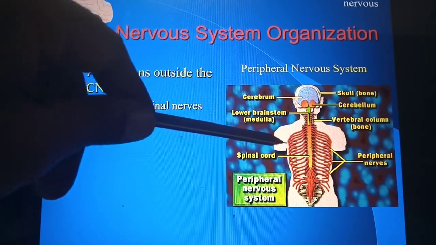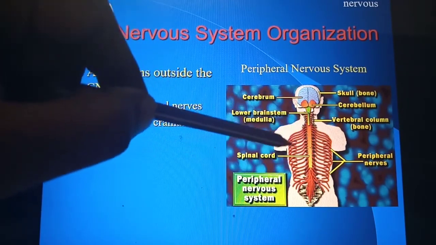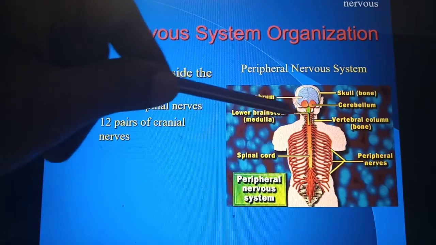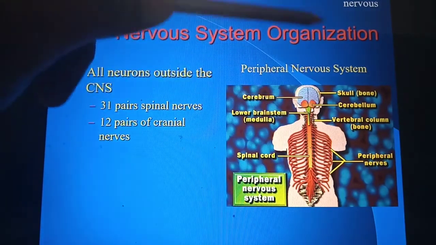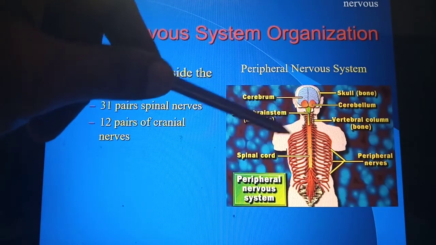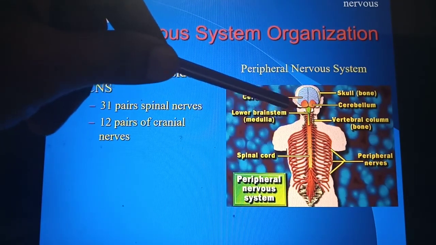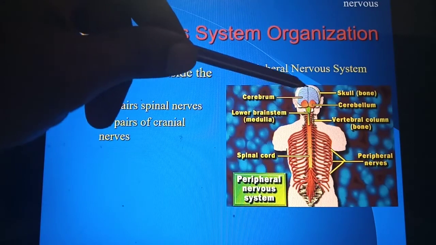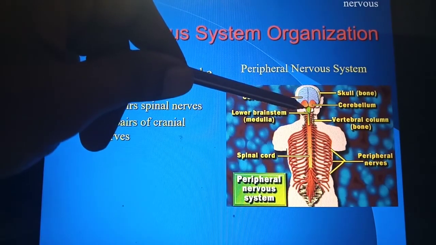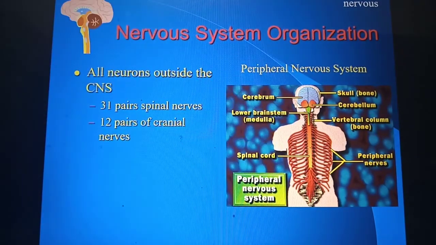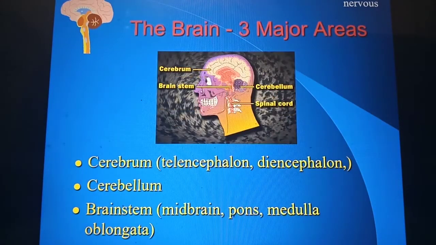Okay, the spinal nerves are the 31 pairs, and the cranial nerves start from the cranial part and then supply the face, mouth, tongue, deltoid, and all these areas. So they are called cranial nerves, but they are peripheral nerves. Only the cerebrum, cerebellum, brainstem, and the spinal cord form the central nervous system. The brain has three major parts: the cerebrum, cerebellum, and the brainstem. The cerebrum forms the telencephalon and diencephalon. The brainstem has the midbrain, pons, and medulla oblongata as its parts.